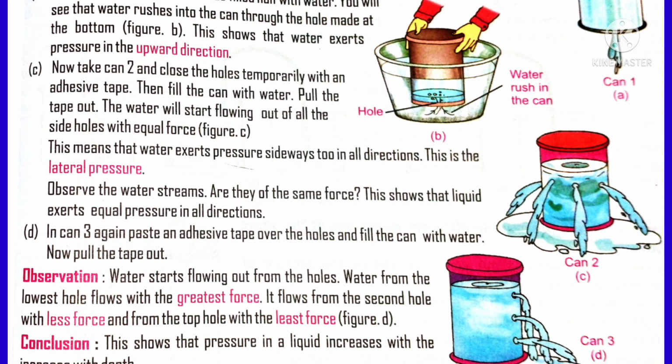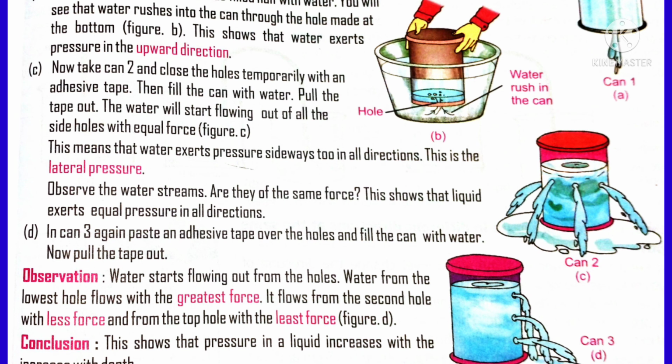Now come to can number 2. In can 2, you have made holes around the can at equal distances, at the same height. Now you have to close all these holes temporarily with the help of tape. Now fill the can with water. You are going to remove the tape which is pasted over the holes. The water will start flowing out of the sides through the holes with equal force. This shows that water exerts pressure sideways in all directions. Water exerts equal pressure sideways. Water exerts equal pressure in all directions.